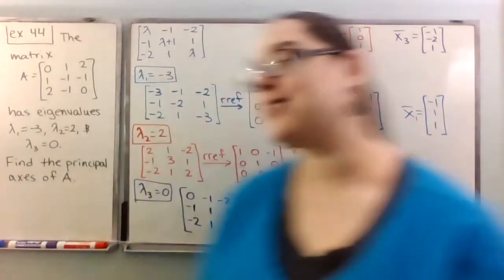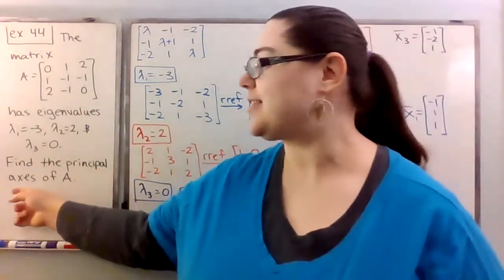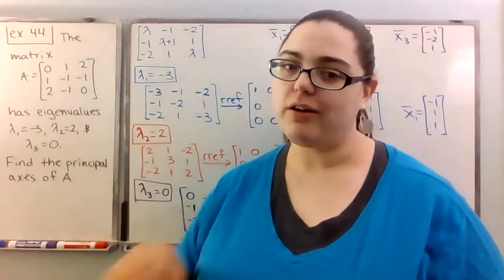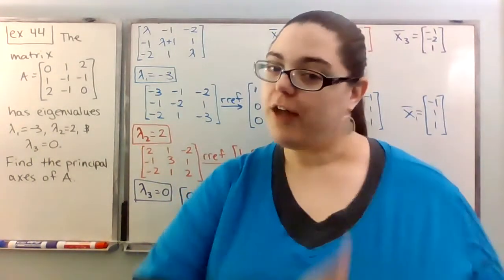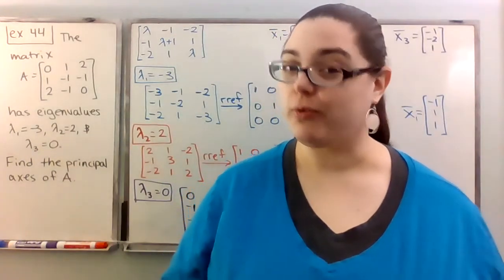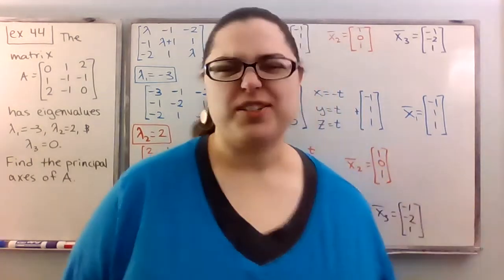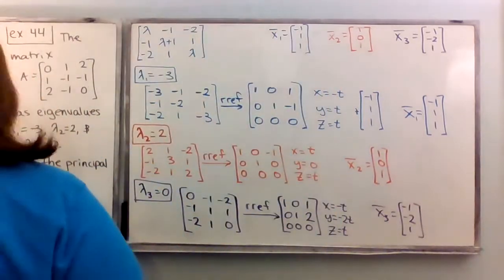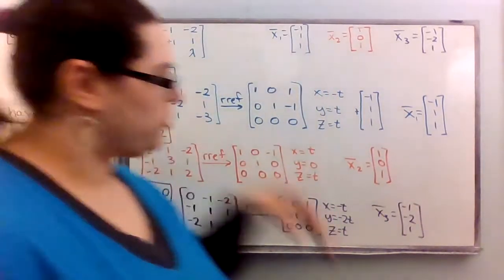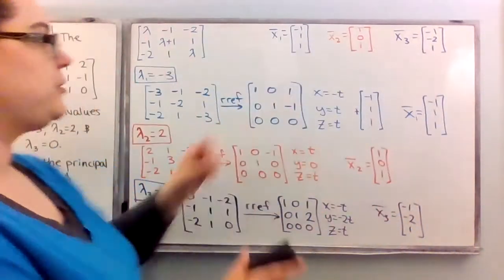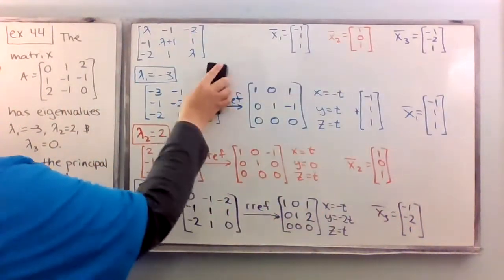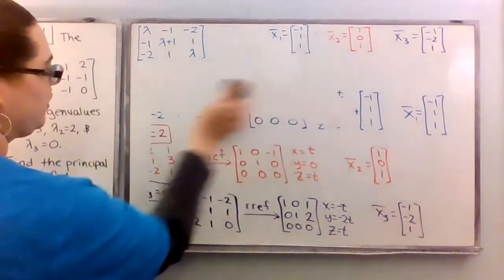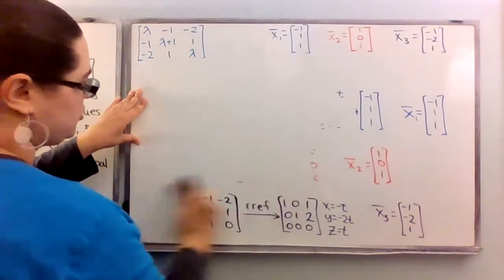No, because we need to find the principal axes of A. And not only are the principal axes of A orthogonal, they are also orthonormal, which means we just have to normalize these three vectors. So I'm going to erase all my work here. That's also why I wrote those up top for some easy reference. And let's just normalize them.